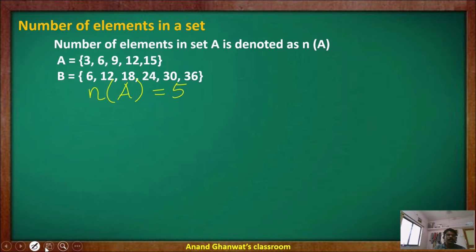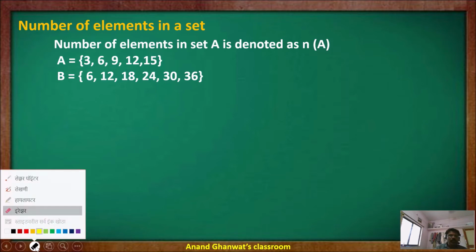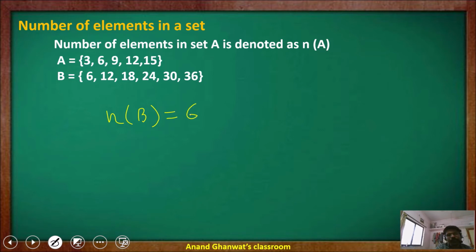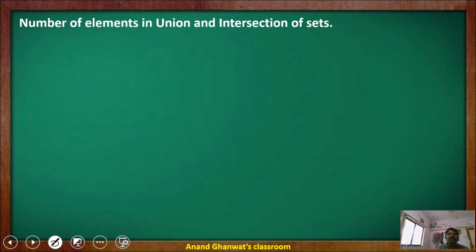Now next, consider set B: 6, 12, 18, 24, 30 and 36. Now count how many elements are present in set B. 1, 2, 3, 4, 5, 6. So n of set B means the number of elements present in set B. n of set B, or the number of elements in set B, is 6. So hence the examples. Next, number of elements in union and intersection of sets.